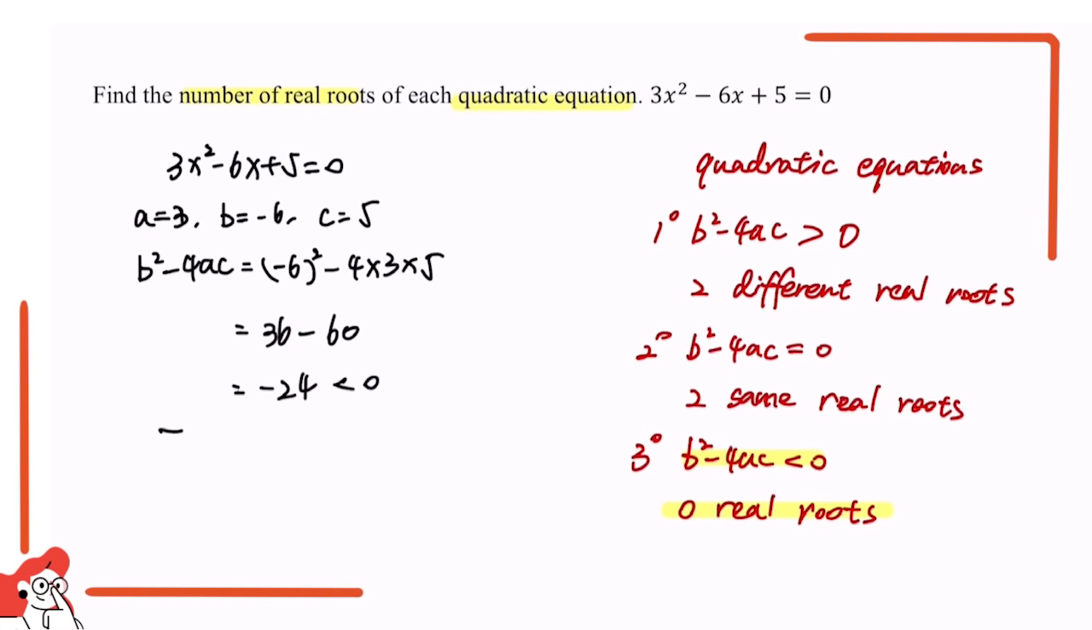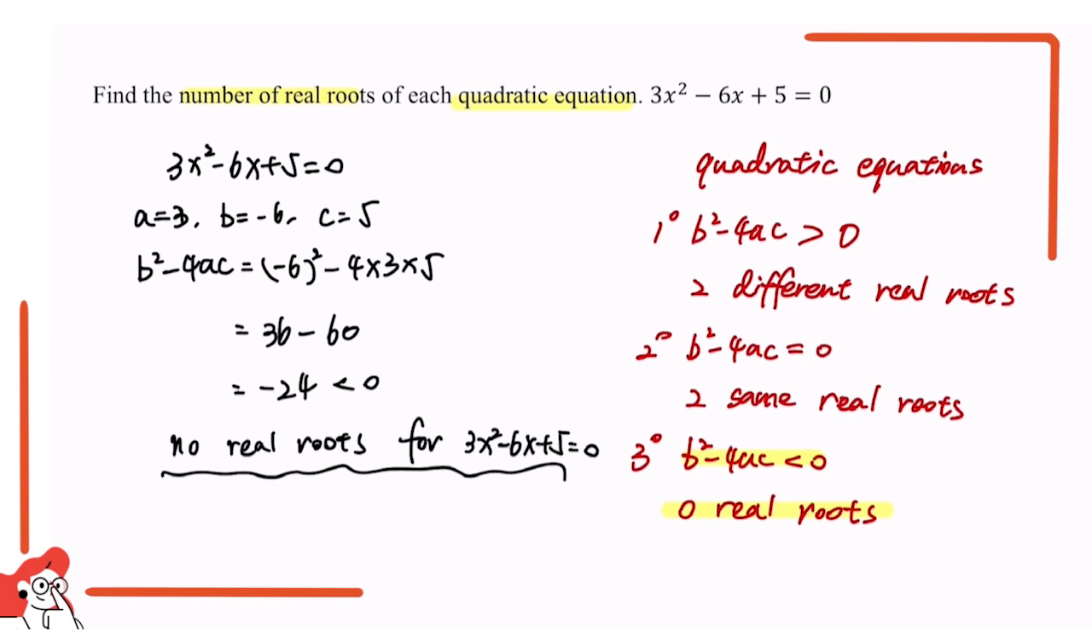So no real roots for 3x squared minus 6x plus 5 equals 0. This is the answer to our problem.